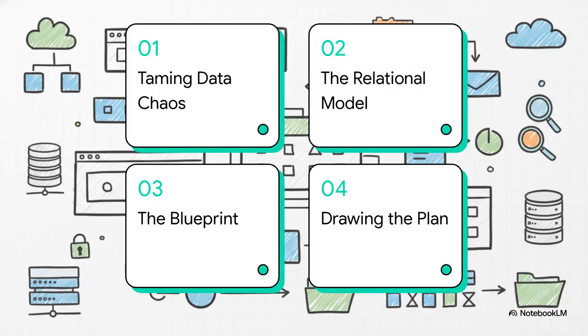So here's our game plan for this explainer. First, we're going to tackle that data chaos head-on and really understand what a DBMS is. Then, we'll dive into the relational model, which is kind of the blueprint for most modern databases. After that, we'll learn about the core building blocks, entities and relationships. And finally, we'll see how it all comes together when we draw ER diagrams.